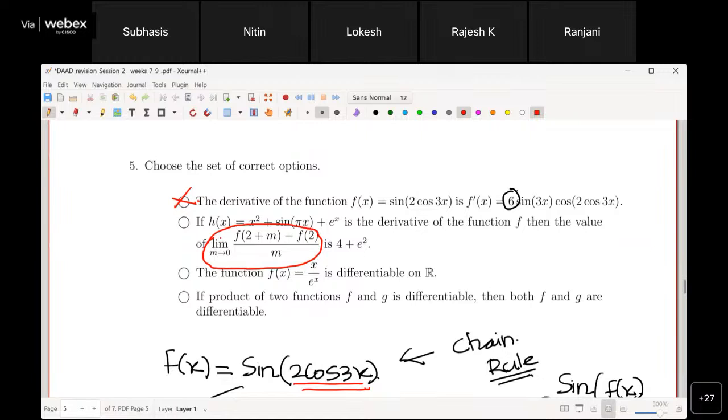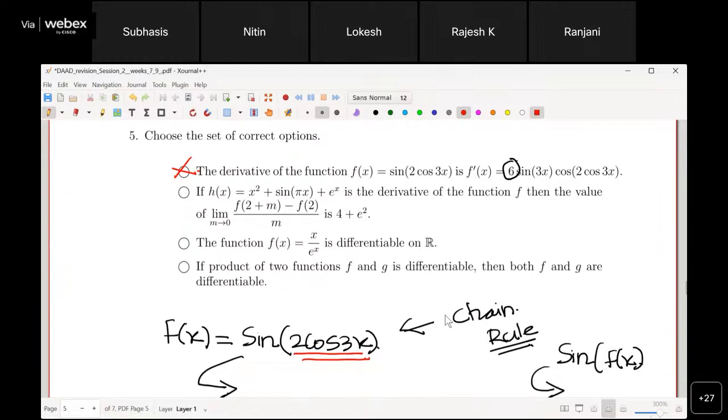So any idea about this option? What they're basically saying is that x square plus sine pi x plus e raised to x is not equal to 4 plus e square. You need to check whether this expression is equal to 4 plus e square or not. That is what you need to check.